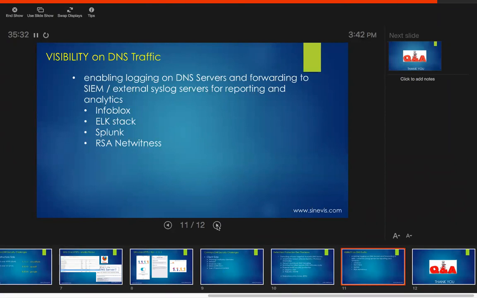So there are solutions today which help to monitor DNS traffic, but this is not being done by many organizations, and we are still not getting full visibility into our DNS traffic. So it is important, advised and recommended to have visibility into DNS traffic to detect any malicious use or exploit of your DNS infrastructure. That's all from my side.